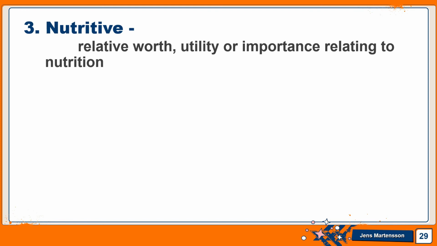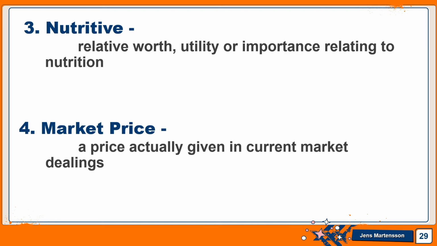Third is nutritive, relative worth, utility or importance relating to nutrition. Is the product nutritious? Are there any nutritive components in the product or in the food that you are going to sell? Fourth is market price, a price actually given in current market dealings. So is your price affordable and reasonable, or is it too expensive?